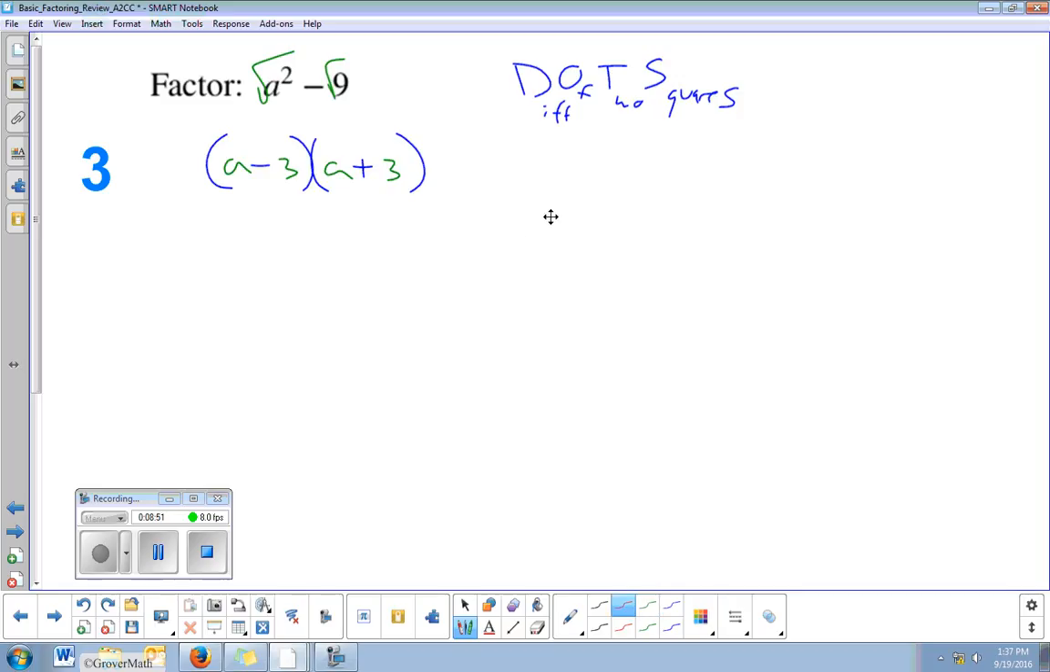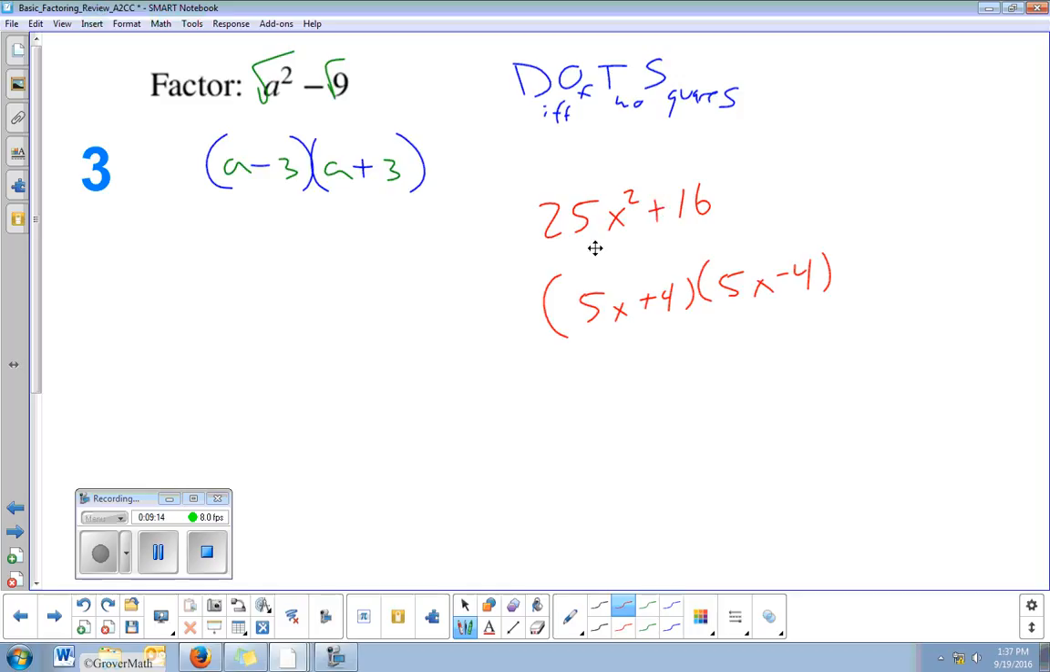They're going to get more advanced than that, like let's say 25x squared minus 16. That's going to factor to 5x plus 4 and 5x minus 4. Again, opposite signs in the middle. The square root of 25x squared is 5x, and the square root of 16 is 4. There's no GCF. It's not a trinomial. It's only 2 terms. It's got to be a minus between.